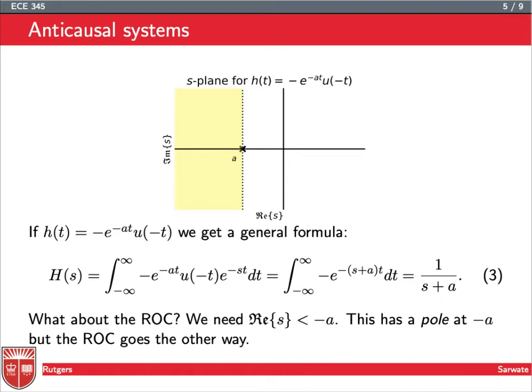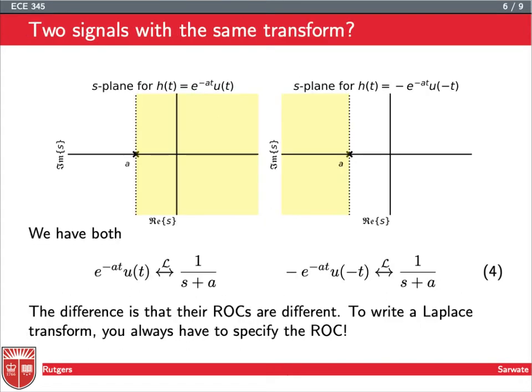So this is an interesting property of Laplace transforms that we need to understand a little bit better. We have two signals which have the same transform. That is, they have the same formula for the transform, but they have different regions of convergence. So that's why I'm emphasizing yet again that to define a Laplace transform properly, you need to define not just the formula, but you also have to define the ROC.